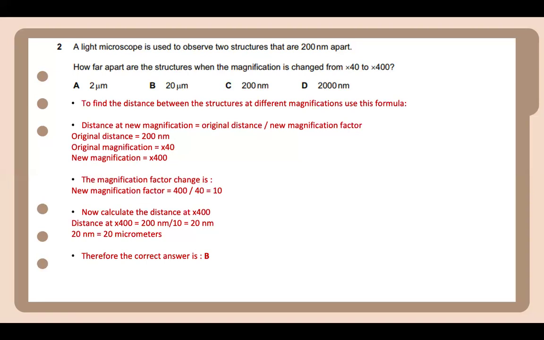The magnification factor, that is, new magnification factor equals 400 divided by 40, you get the value of 10. And now calculate the distance at multiply 400. Distance at multiply 400 is equivalent to 200 nanometers divided by 10, which is equal to 20 nanometers. And 20 nanometers is equivalent to 20 micrometers. So the answer is B.